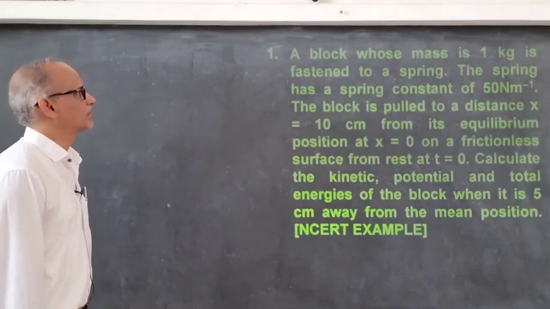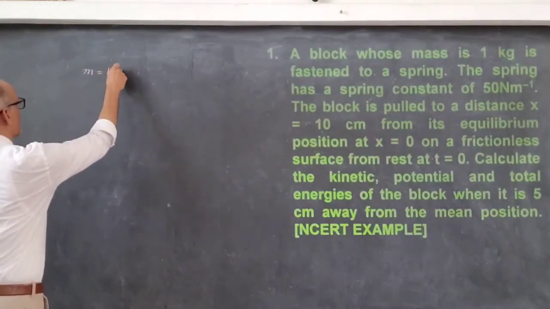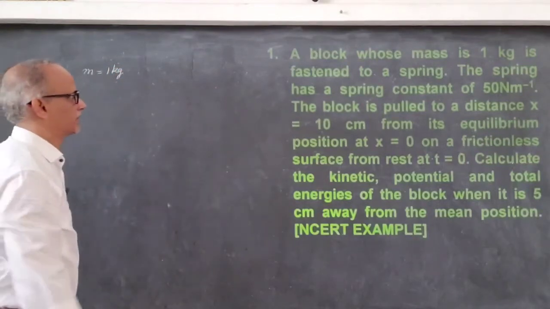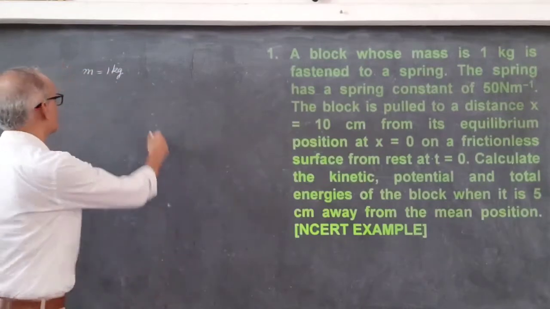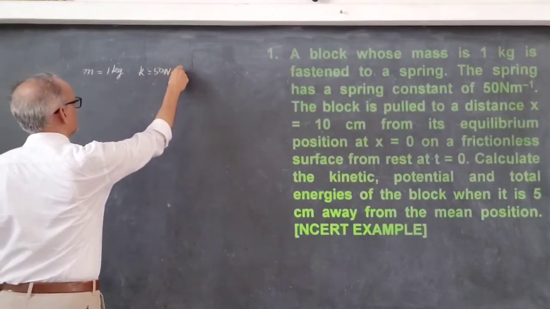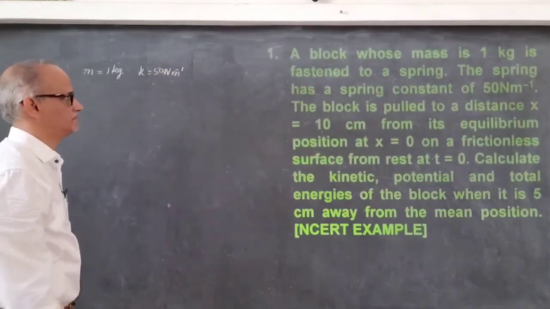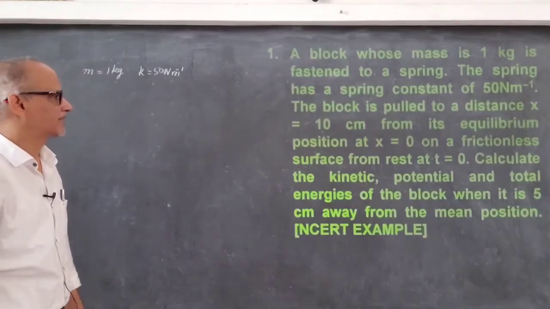Now, it's given that a block whose mass is 1 kg. So, the mass of the block is given as 1 kilogram, fastened to a spring. The spring has a spring constant k, which is given as 50 Newton per meter. The block is pulled to a distance x equal to 10 centimeter.